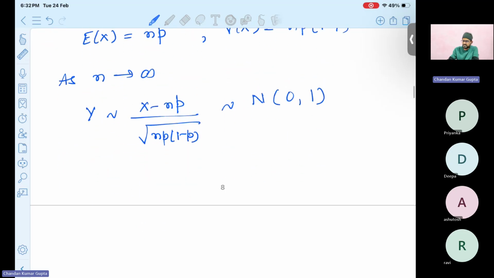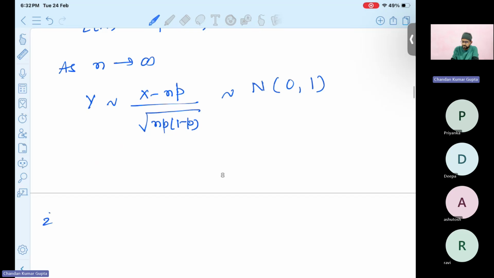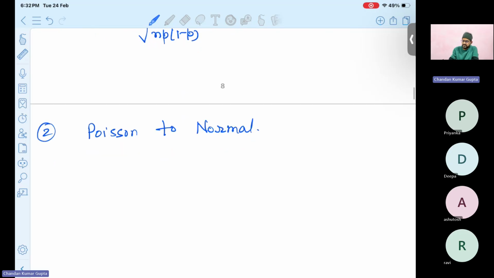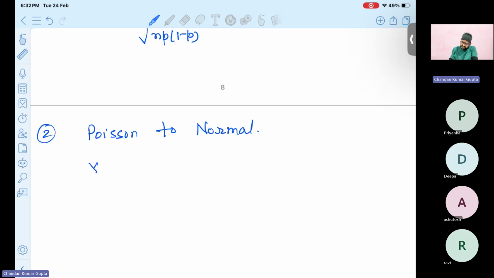Okay. And in a similar manner, we have Poisson to normal. X follows the Poisson distribution with parameter lambda. And if lambda is large, then in that case X minus, okay, let me write one more thing.